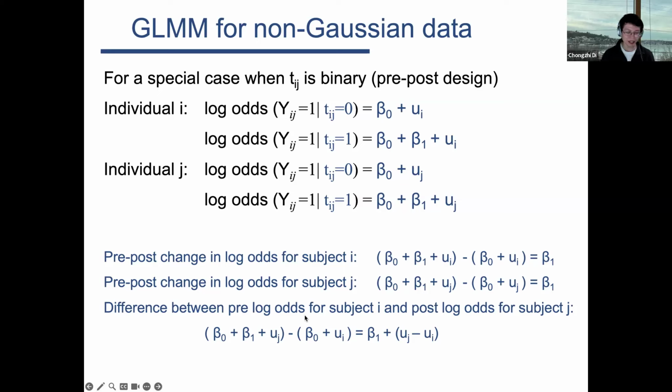But if you were to look at the difference between the log odds for subject I pre-intervention and for subject J at the post intervention, meaning for J you are looking at the post intervention, it's beta 0 plus beta 1 plus UJ. But for pre-intervention, if you look at subject I, you have beta 0 plus UI. If you take this difference, you notice that the intercept cancels out, but the UI and UJ are generally different. So this difference is generally different from beta 1, your slope.